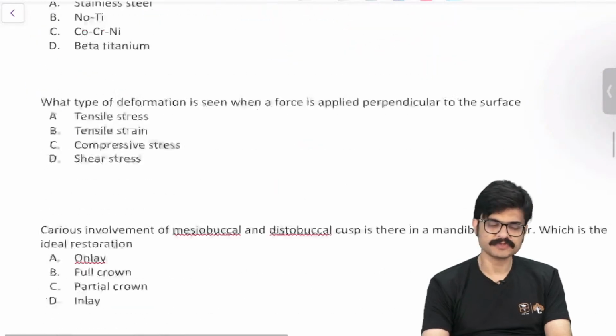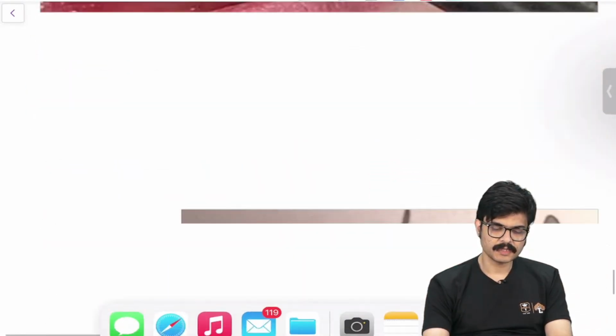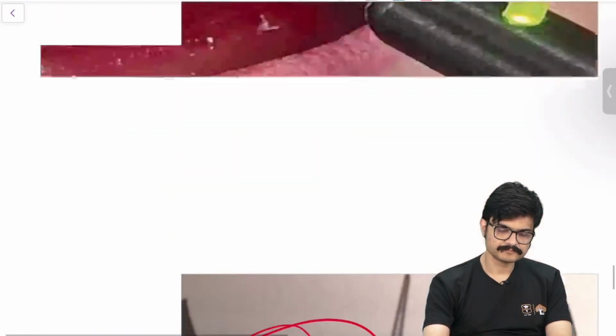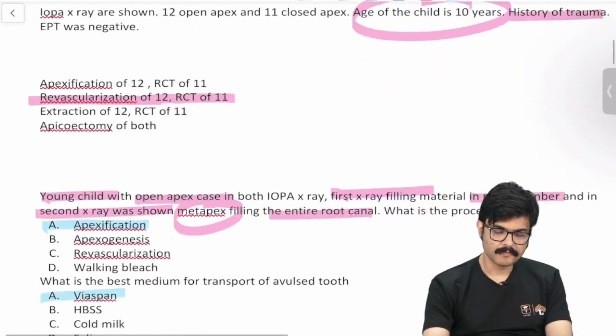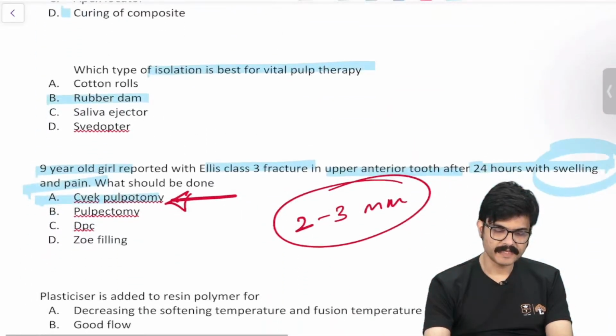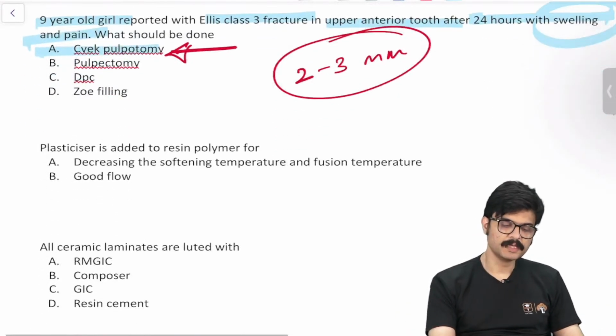Cvek pulpotomy was given as one of the options. So undoubtedly, this becomes your answer, guys. Ellis class 3 fracture, everything is pointing towards Cvek pulpotomy.